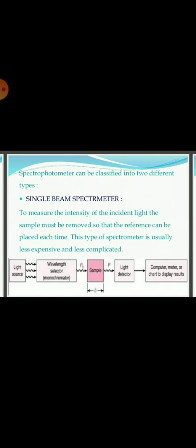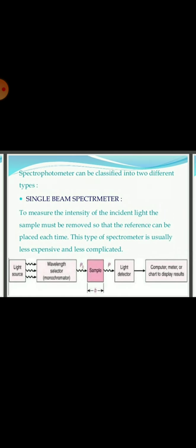The spectrophotometer can be classified into two types: single beam spectrophotometer and double beam spectrophotometer. In a single beam spectrophotometer, first we have to take the reading of the sample, then remove the sample, put in the reference and take the reading. In such a way we have to remove and put different things at different times. To measure the intensity of the incident light, the sample must be removed so that the reference can be placed each time. This type of spectrometer is usually less expensive and less complicated.